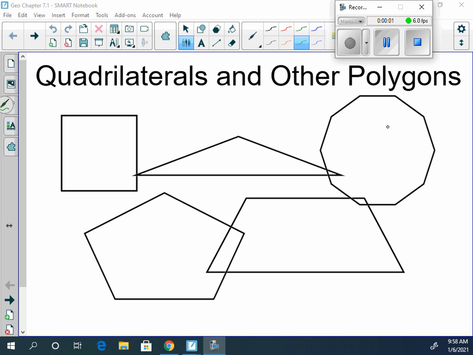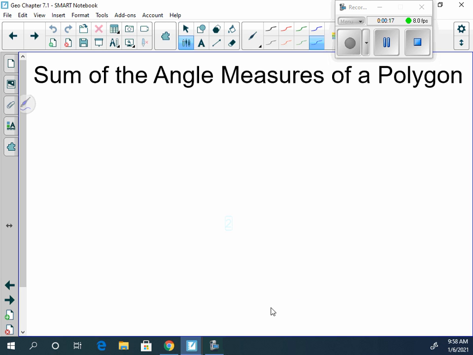Today we are starting Chapter 7. Today is going to be the first day of Chapter 7, and pretty much all of Chapter 7 is going to be quadrilaterals and other polygons, so multi-sided closed figures. The first thing we're going to look at with these polygons is angles, some of the angle measures.